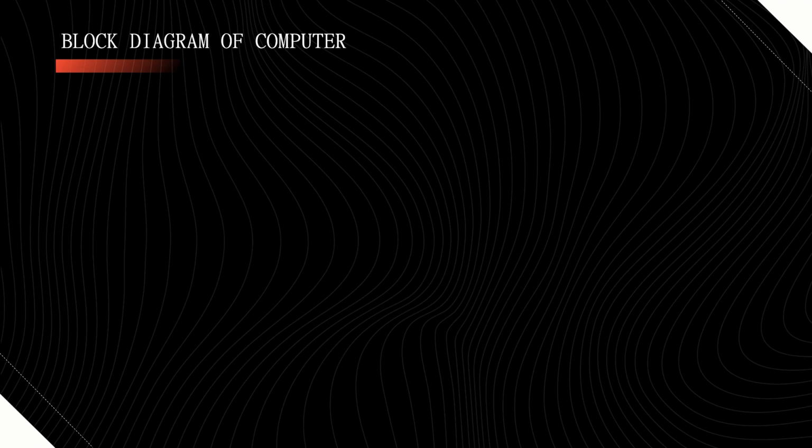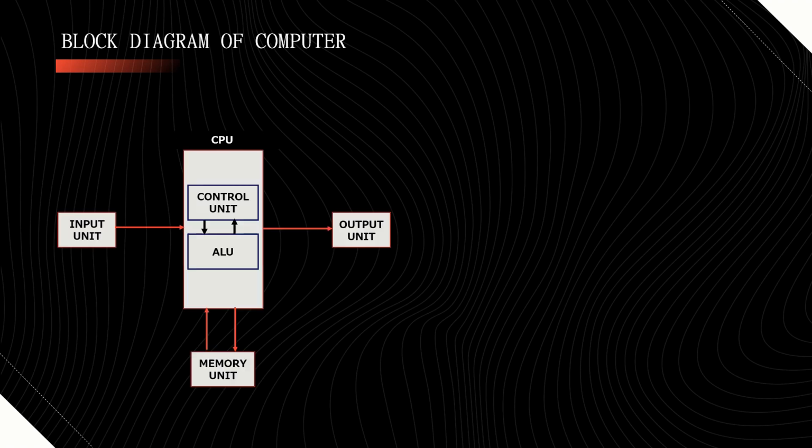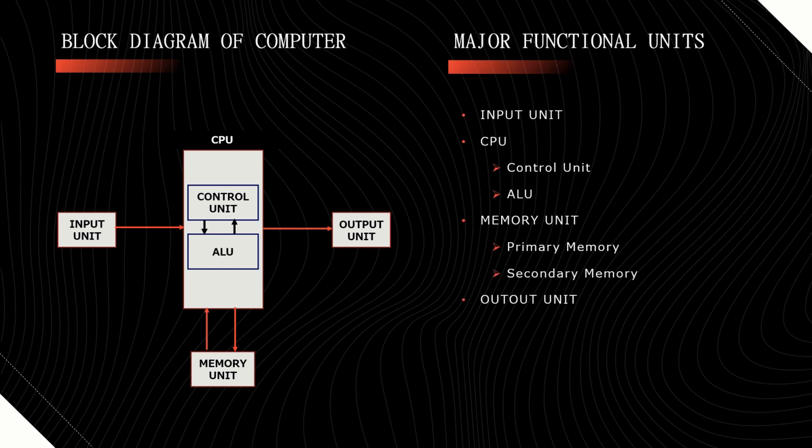Also we know that computers can solve highly complicated problems very quickly, accurately and at high speed. Here is the block diagram of a computer. A computer can perform the major operations or functions like input unit, central processing unit, memory unit and output unit. In central processing unit, we have control unit and arithmetic logical unit. In memory unit, we have primary memory and secondary memory. Now we will discuss these.